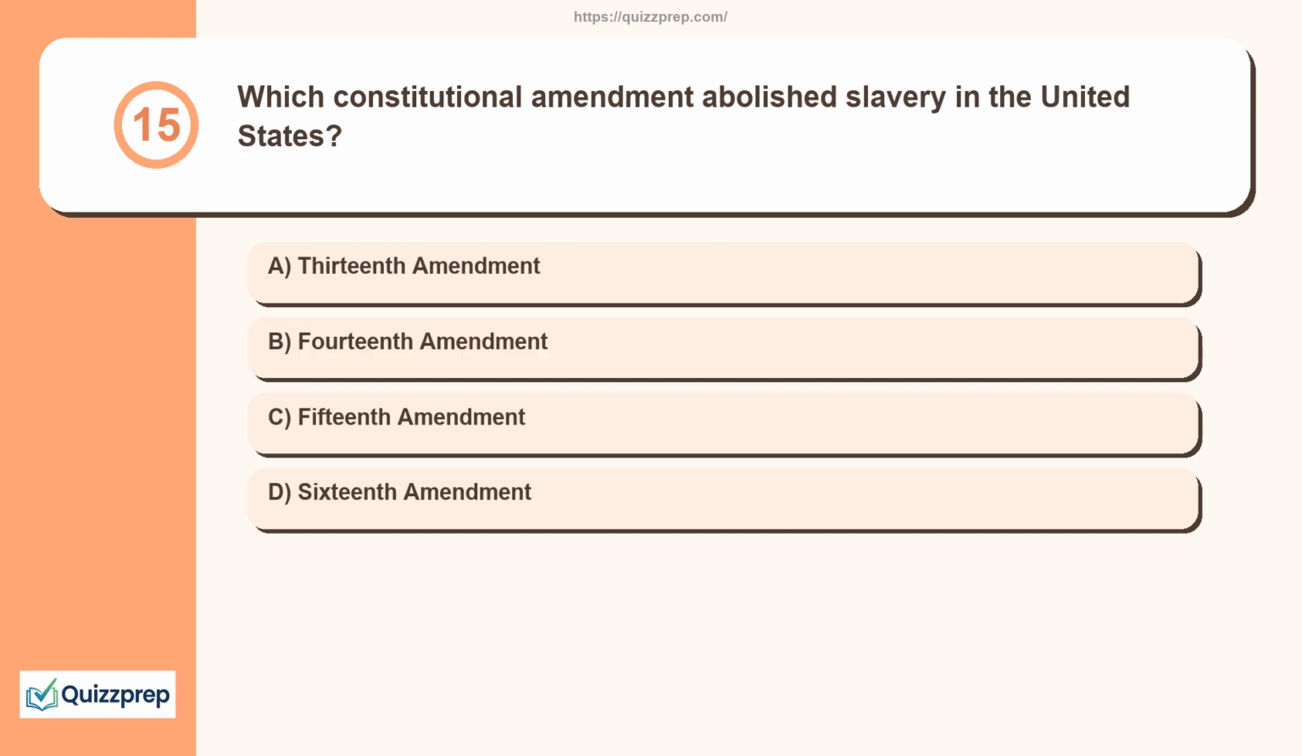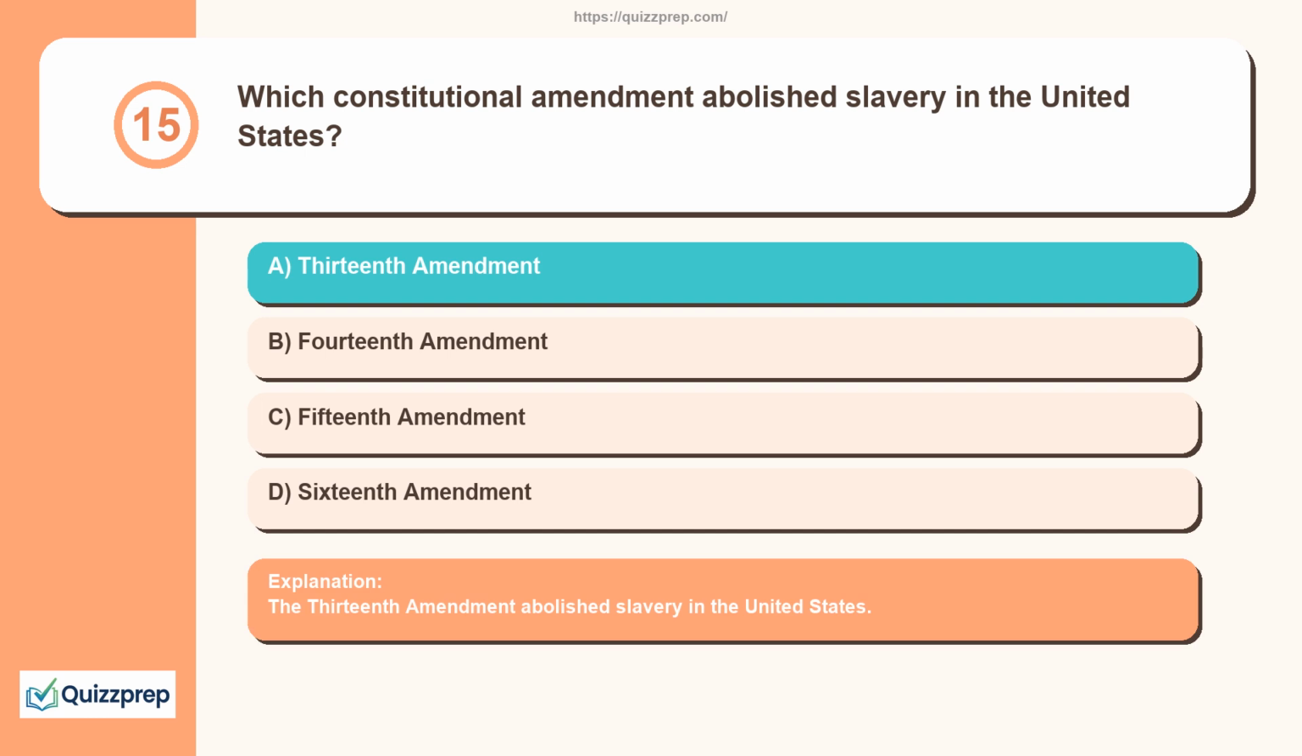Question 15. Which constitutional amendment abolished slavery in the United States? 13th Amendment, 14th Amendment, 15th Amendment, 16th Amendment. The 13th Amendment abolished slavery in the United States.